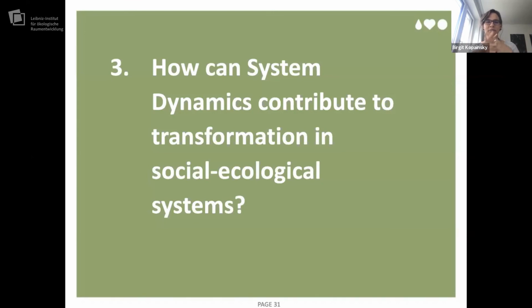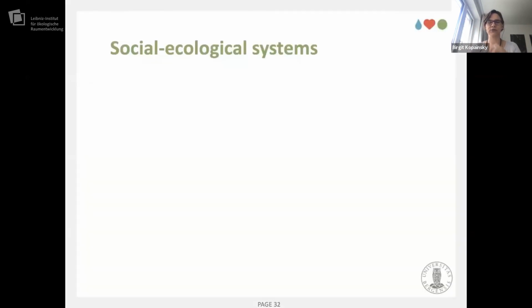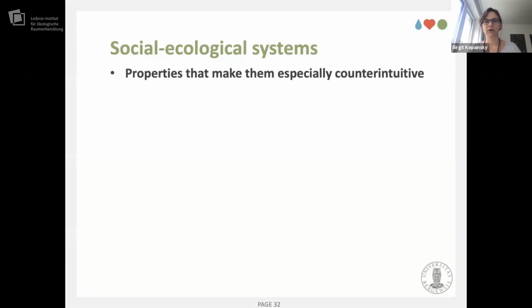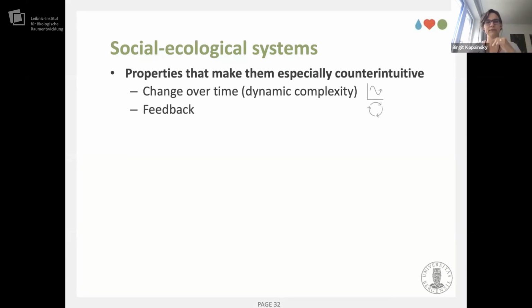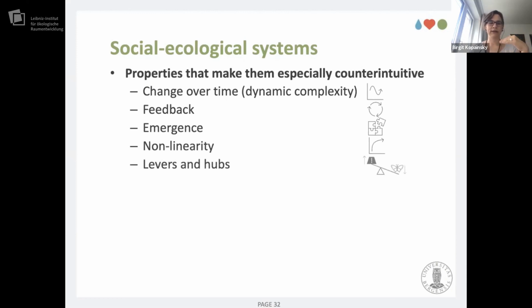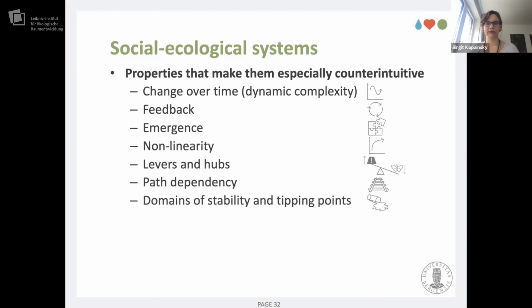And we hope that these two different case studies of systems have shown a little bit that there are a couple of properties that make social ecological systems counterintuitive. And among them, we have dynamic complexity. Things change over time. These systems are characterized by feedback loops. There's some emergent behavior. We haven't talked much about that. We have nonlinearities in the system. We have leverage points that tip the system from one regime to another. There's path dependency. That's a repetition. Domains of stability and tipping points, just to iterate the point.